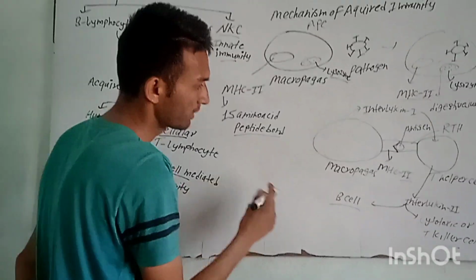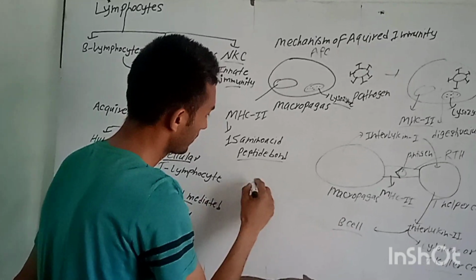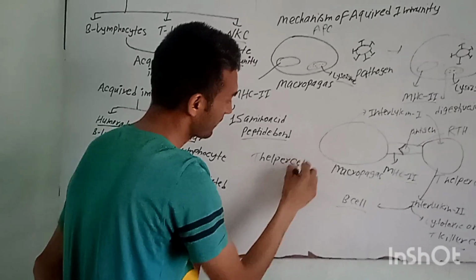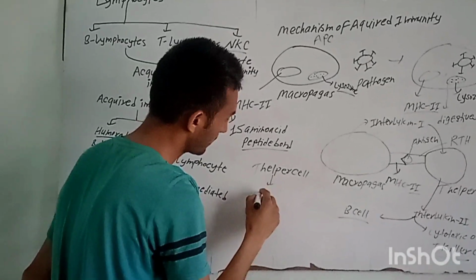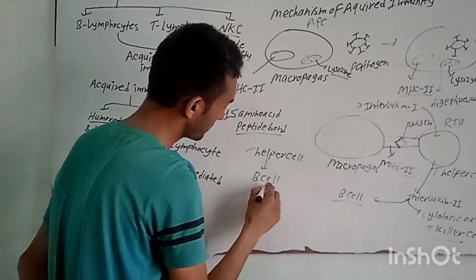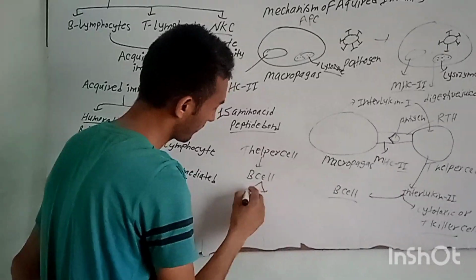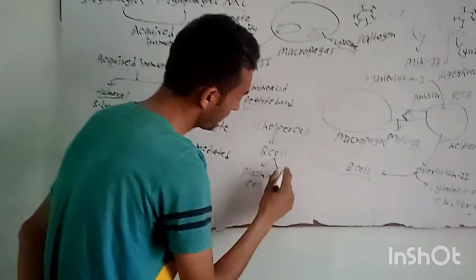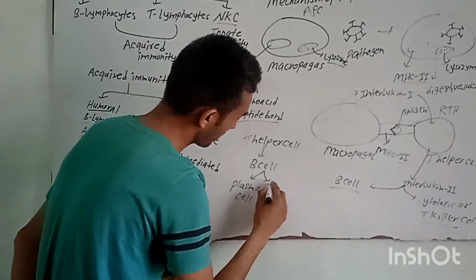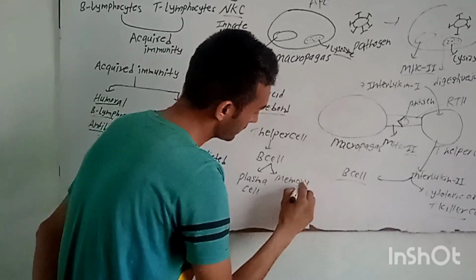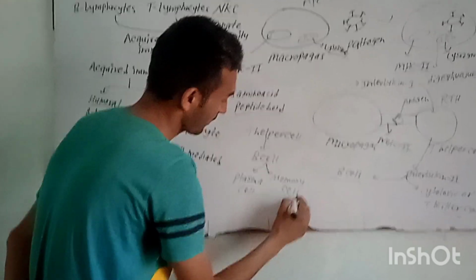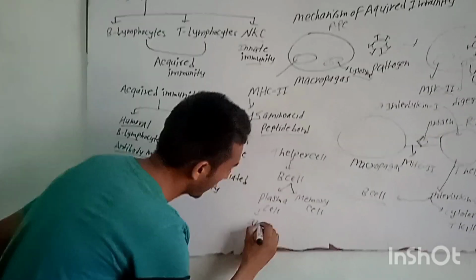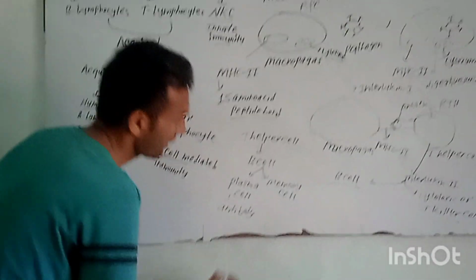Then the T helper cell stimulates the B cell. Then the B cell transforms into a plasma cell and another is a memory cell. One is plasma cell, another is memory cell. The plasma cell produces antibody, and the B cell memorizes.